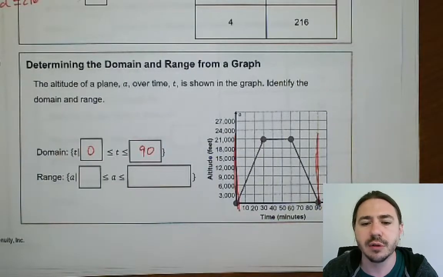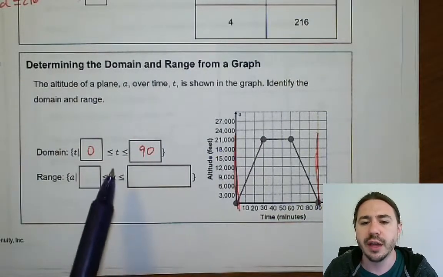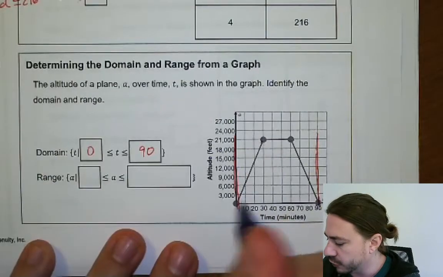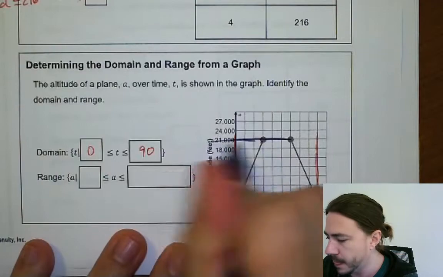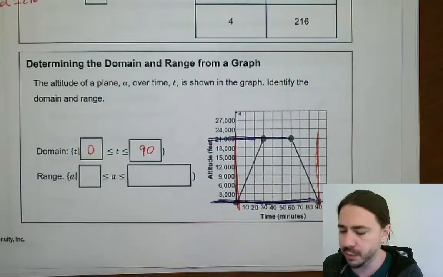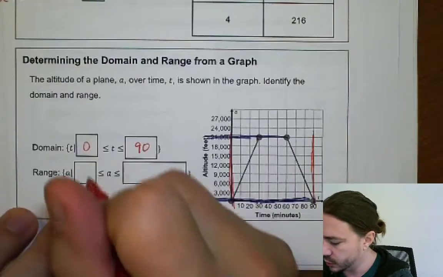You'll do something similar to find the range, except we're looking at the dependent values, meaning the vertical axis here. So all my values are going to go between here and here, right? So that would be between 0 and 21,000.